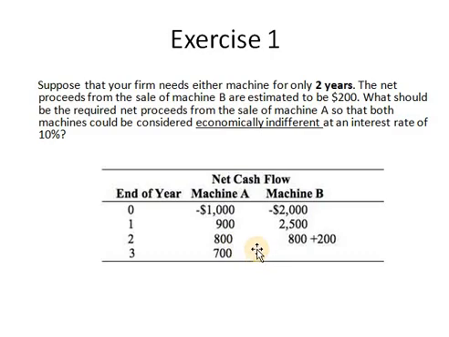So first, when I read the given, I should know what my study period is and what the life of each alternative is. Since the study period is 2 years, I don't have any problem, and I can choose between these two alternatives. Now let's read. The net proceeds from the sale of machine B is estimated to be $200. Net proceed is another meaning for the salvage value. At the end of the life of machine B, at the second year, I'm going to get $200. What should be the required net proceeds from the sale of machine A, so that both machines are economically indifferent or have the same worth?